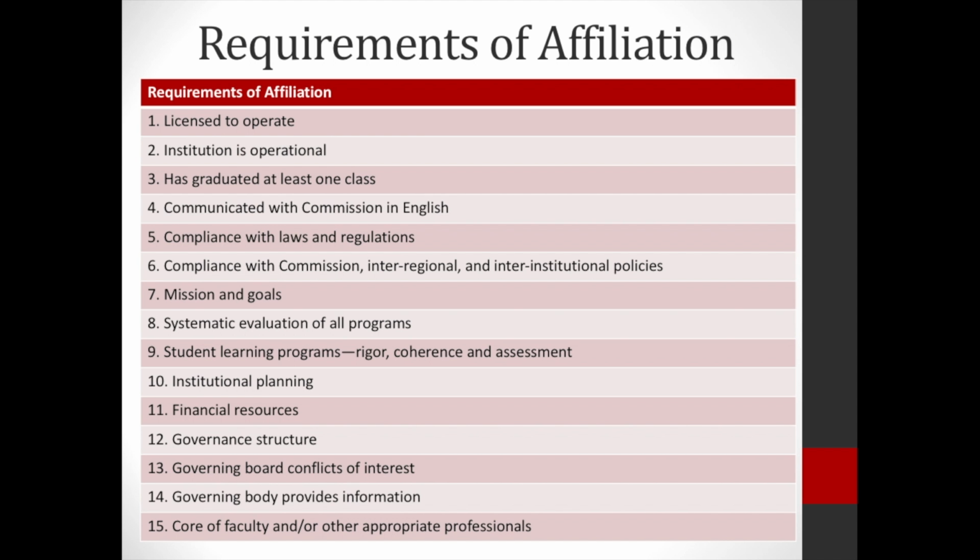This slide lists the Commission's 15 requirements of affiliation. You can find the requirements of affiliation on pages 2 and 3 of the 2014 Standards for Accreditation and Requirements of Affiliation Guide. While no specific requirement has been tied to Standard 2, the Commission expects all operations of an institution to be defined by ethics and integrity and the guidance provided in this standard.